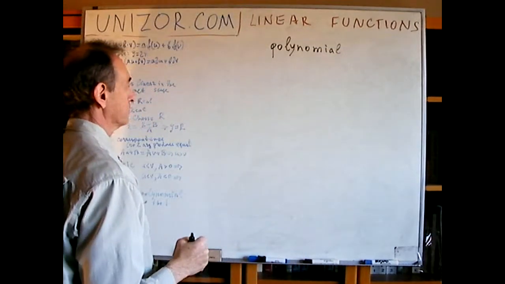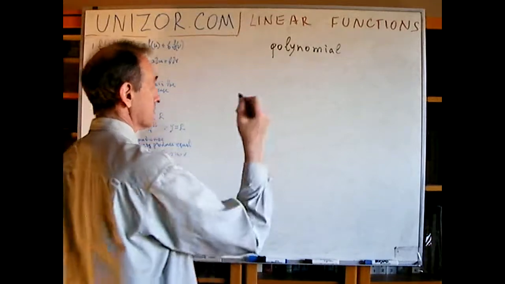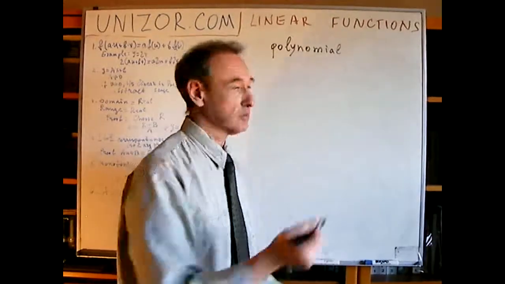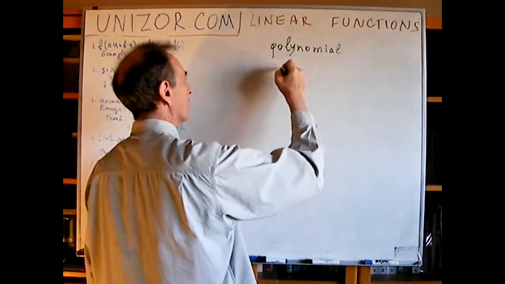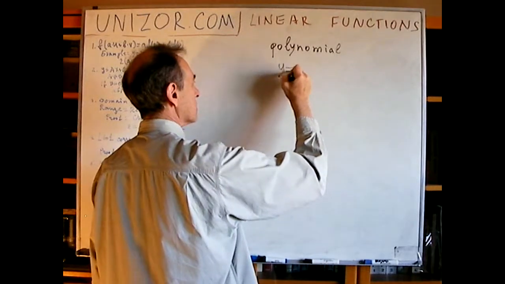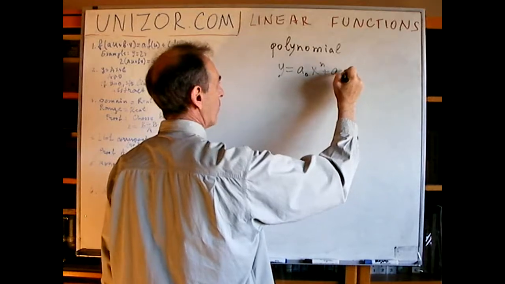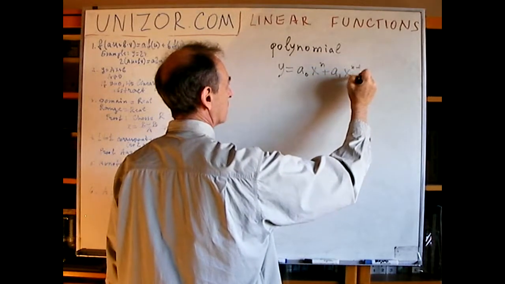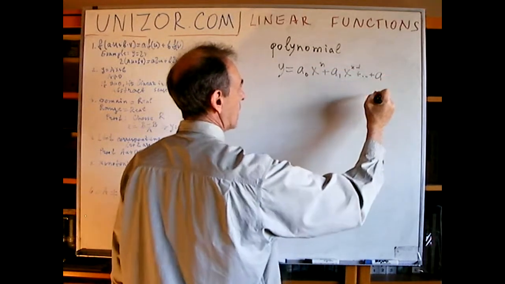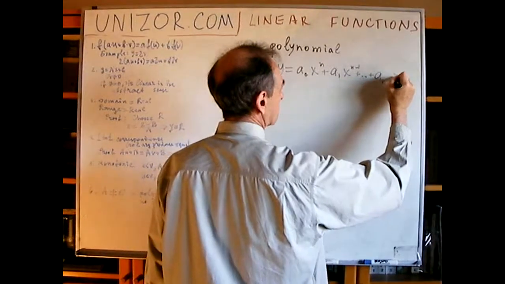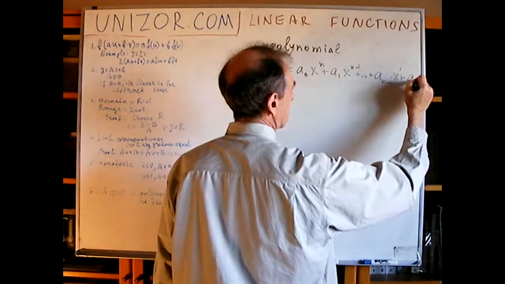Polynomial function. It's the function which is expressed as a polynomial, right? As a polynomial. Y is equal to a0 x to the n degree, plus a1 x to the n minus 1, etc., plus a n minus 1 x to the first degree plus an.